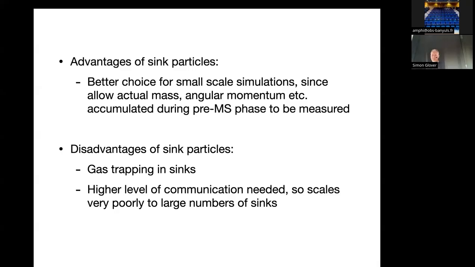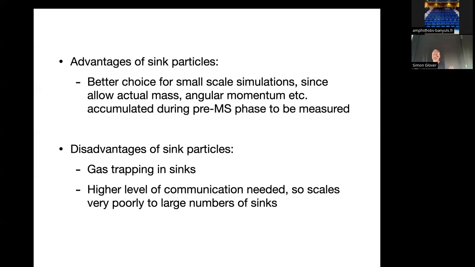The other problem with sinks is because they're still accreting from the grid, you need to do a lot more communication. They need to be aware of the gas distribution around them so that they can figure out whether or not to accumulate gas from those grid cells. They also need to be aware of where the other sinks are, because if you have two sinks close together, you need to be able to figure out, okay, does my gas cell get accreted by this one or that one? There's a much higher level of communication needed.